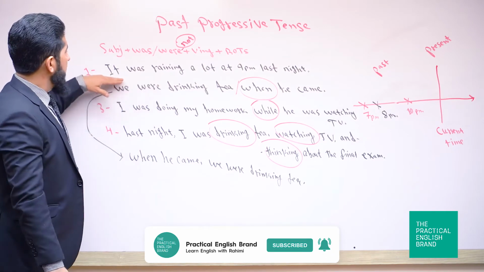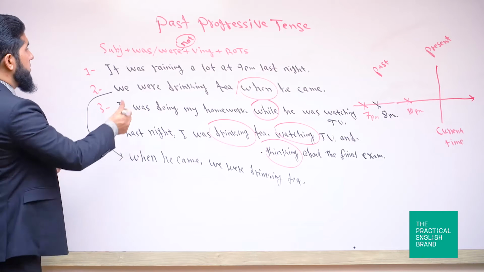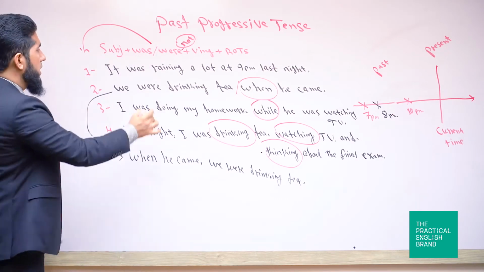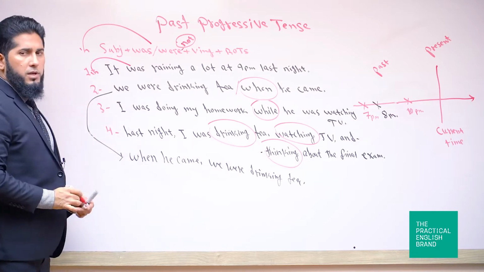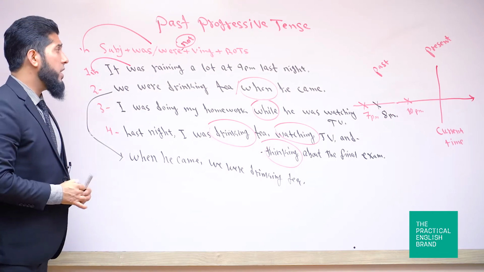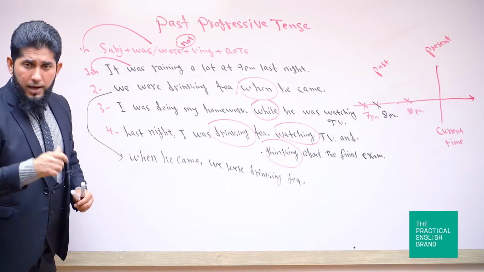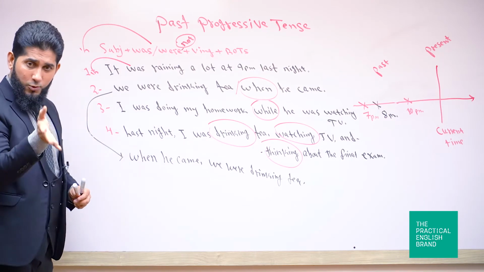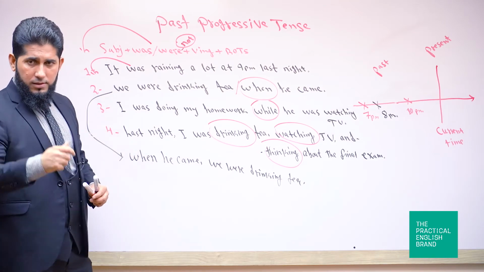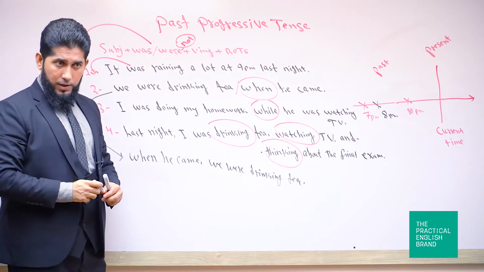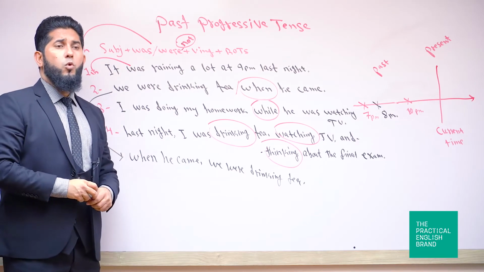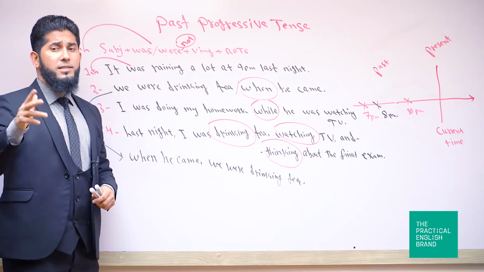Or if you want to change it to interrogative form, what do you do? You bring the to be verbs before your subject, okay? So you bring the to be verb before your subject, and of course you capitalize the to be verb. Okay, so was it raining a lot at 9 p.m. last night? Was it raining? Yes, yes. Were you studying? Were you studying your books at 10 p.m. last night? Okay.